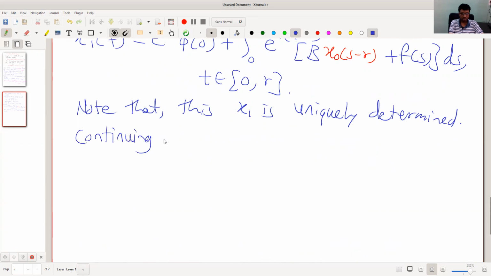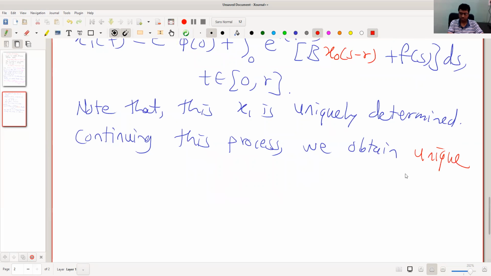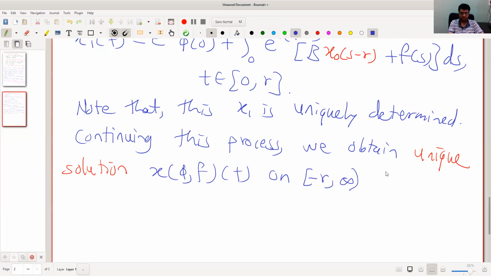Continuing this process, we obtain the unique solution x of phi f of t on minus r to infinity to IVP 1. This proves the result.